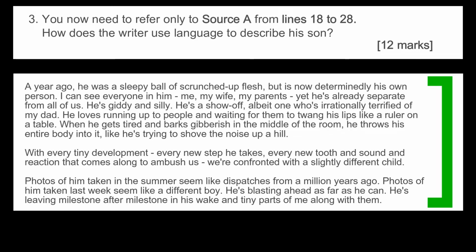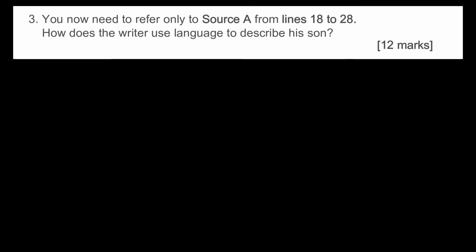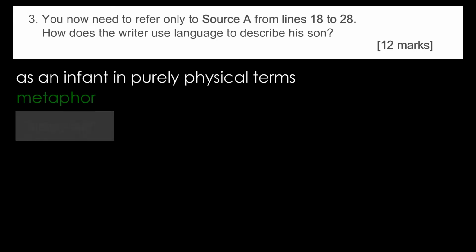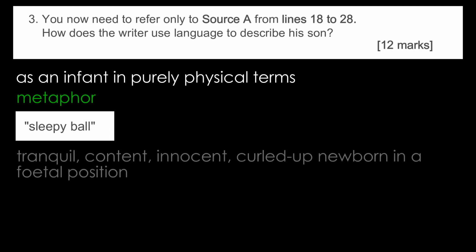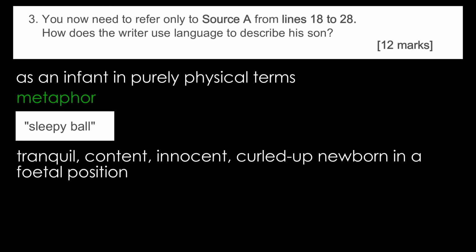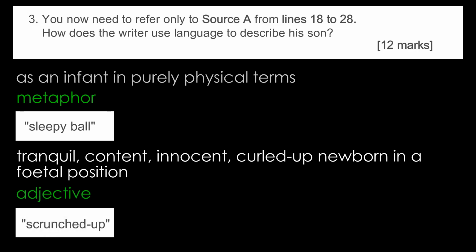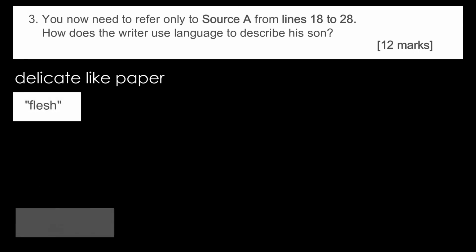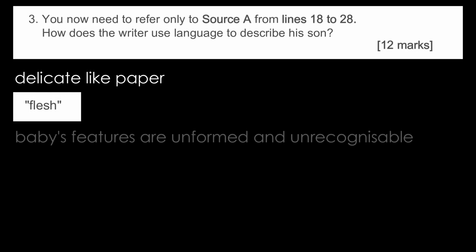Stuart Heritage uses a range of language techniques to vividly describe his experiences of his son's transformation over the first year of his life. He first describes him as an infant in purely physical terms, the metaphor of a sleepy ball creating an image of a tranquil, content and innocent curled up newborn who is still in a fetal position. The way in which Heritage uses the adjective "scrunched up," which is usually used to describe something delicate like paper, to describe his flesh, implies not only that the baby's features are as yet unformed and unrecognisable, but also that he is fragile.